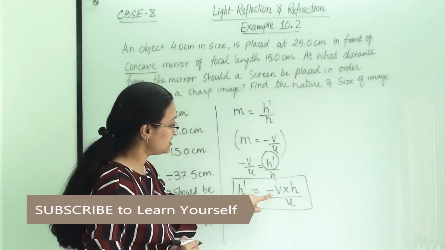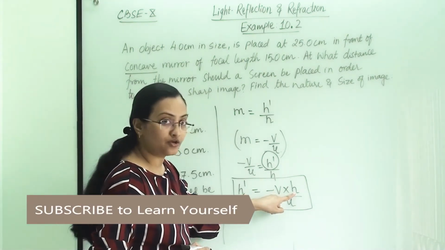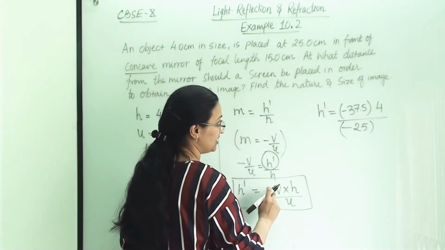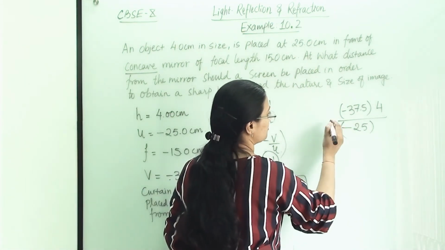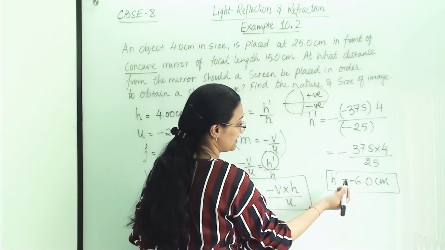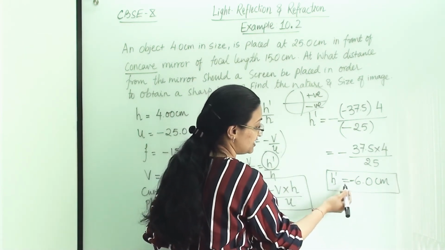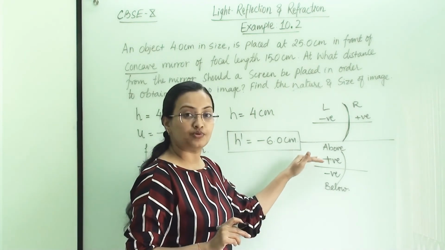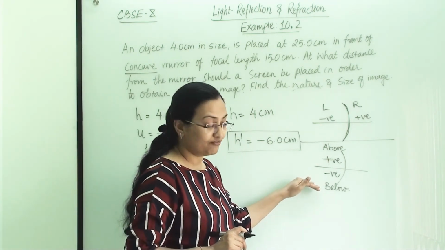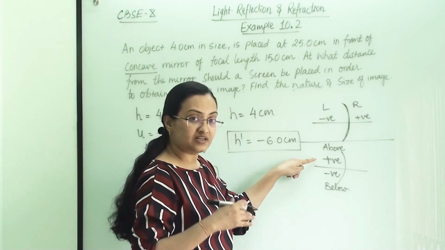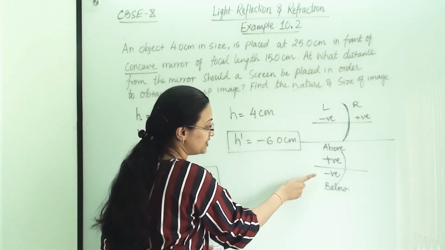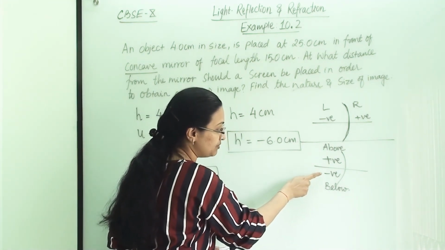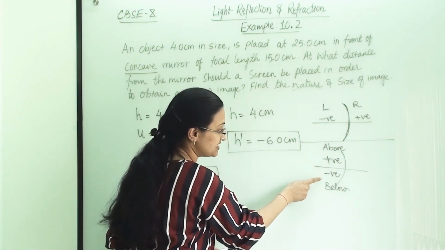Now, at what distance from the mirror should a screen be placed in order to obtain a sharp image? So where we will get the image, where we should place a screen so that we will get an image, and that image should be sharp. Find the nature and size of the image. So when we get a sharp image, what will be the nature of the image and what will be the size of the image?